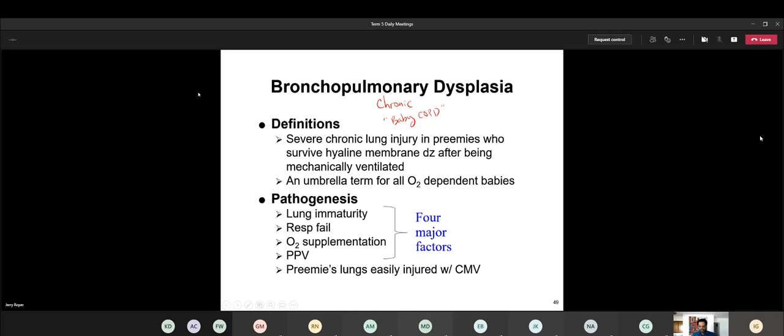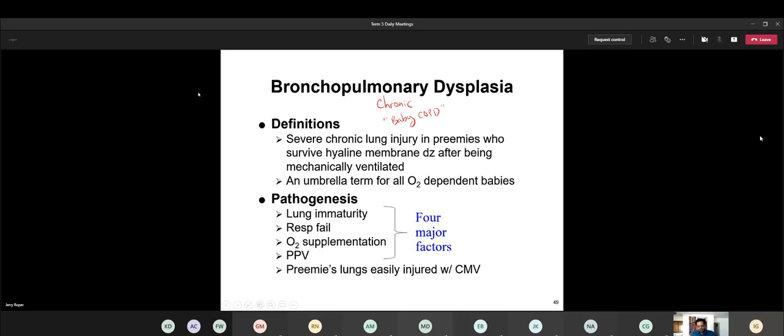So then we got these four factors here. Very, very immature lungs, respiratory failure. You had to give a lot of oxygen. So we know O2 toxicity is something we're always striving to not reach by giving as little oxygen as possible. But then sometimes you may have no choice but to give more oxygen than you'd like to. And then over time, that's going to cause damage to the lungs.